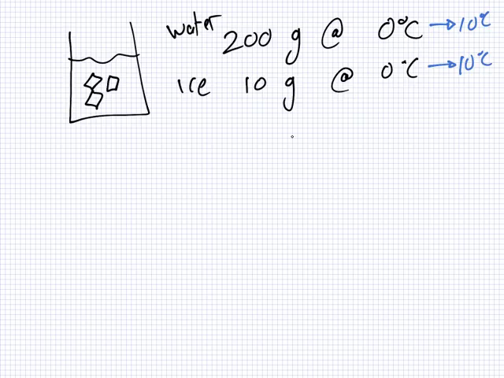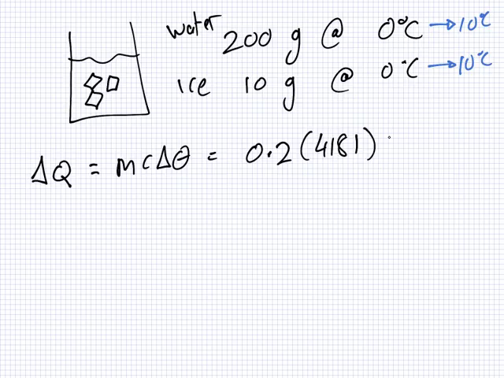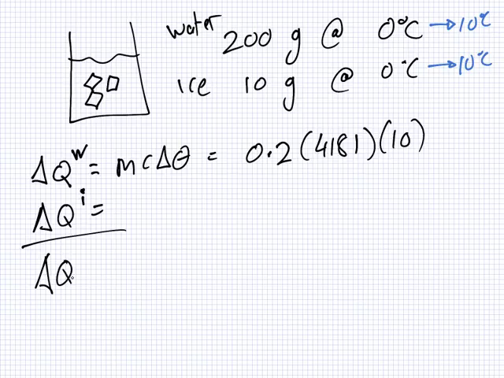Yep, so let's calculate this. So first, let's look at the water. That's kind of the easy one. The water begins its life at 0 and increases to 10. So what's the formula I need for the water? mc delta theta, which is 0.2 times 4181 times 10. That's for water. Now let's have a look at the ice. And then we'll add the answers together and this will give us the total.